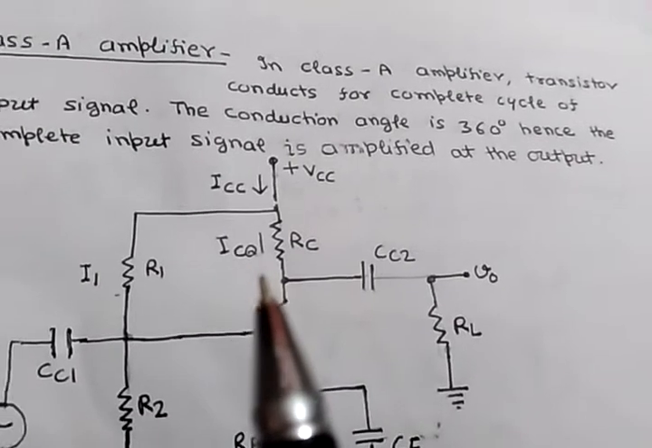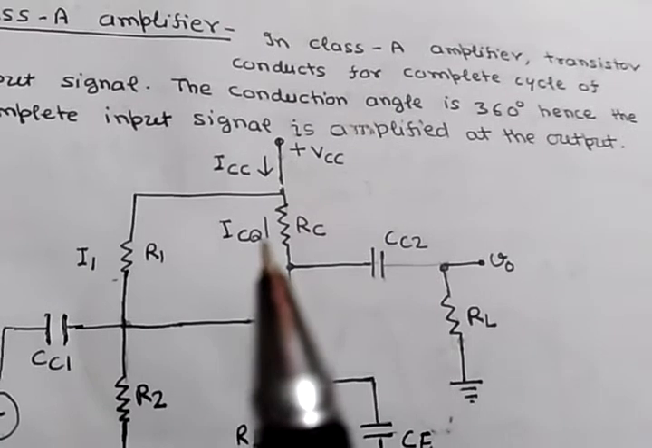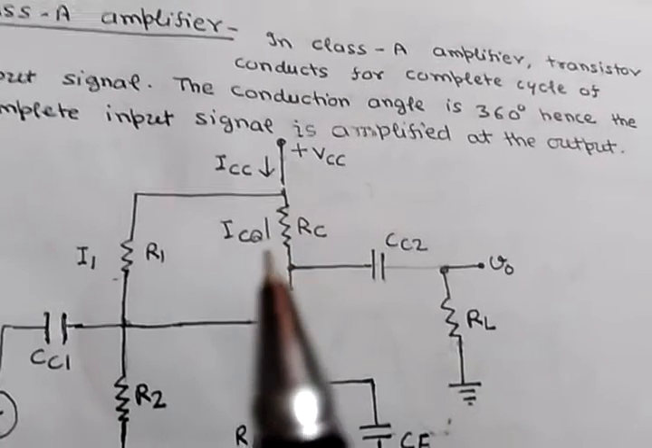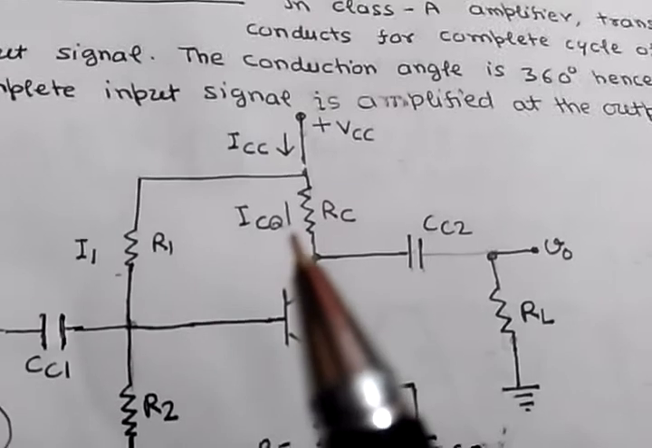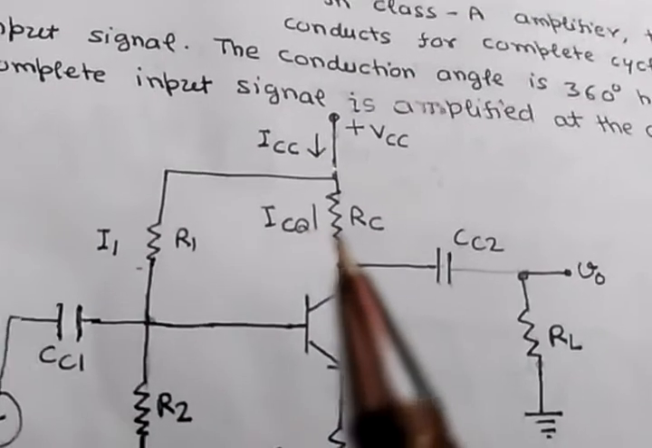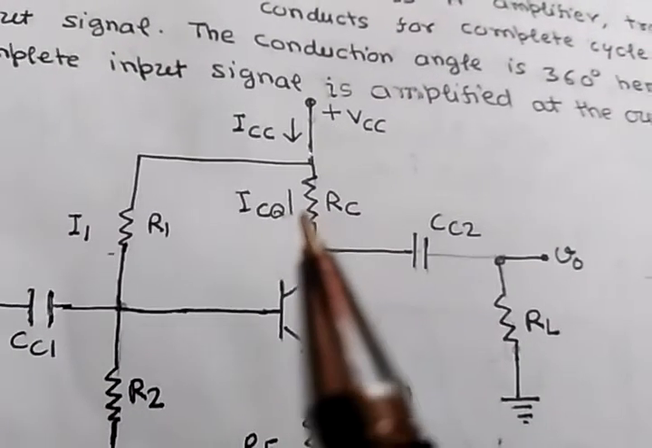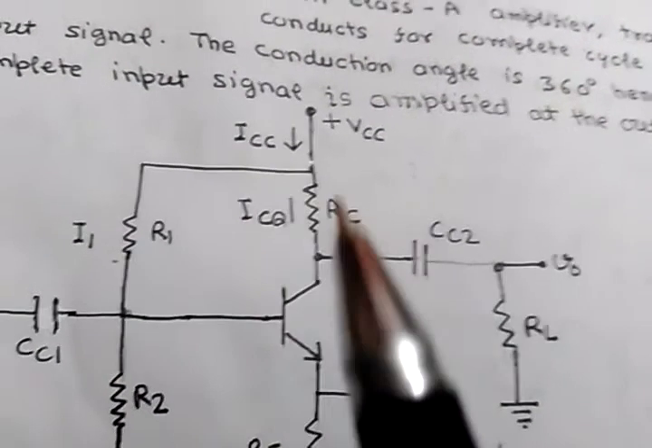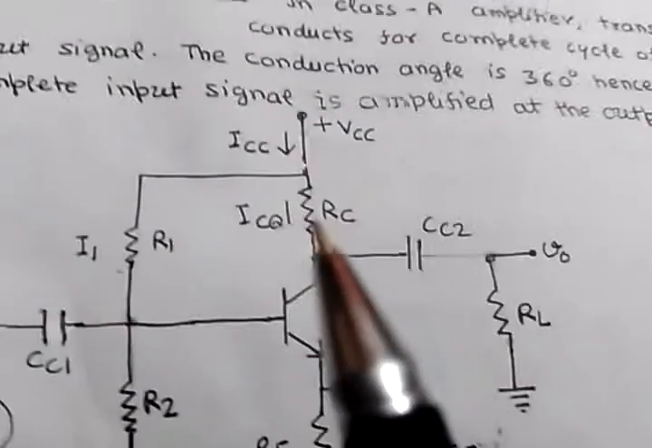ICQ is the DC collector current at the quiescent point. It means when no signal is present at the input, then the bias current will flow through the collector. This is known as ICQ, collector current at the quiescent point.